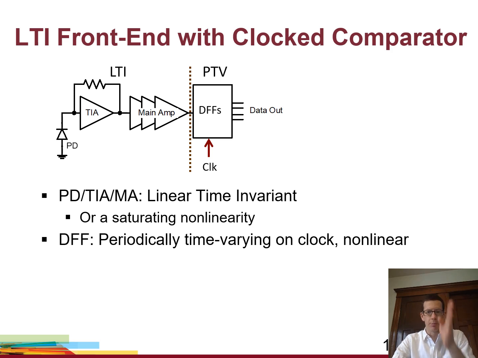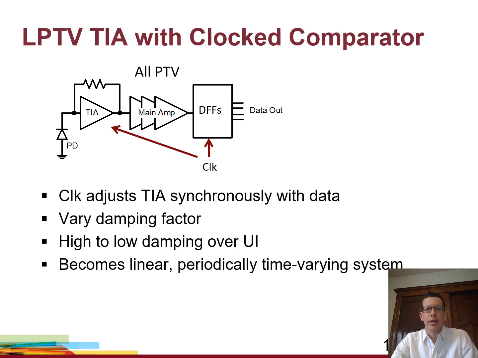So rather than have this boundary between the time invariant and the time varying parts, let's feed the clock signal back to the TIA and adjust the TIA synchronously with the data rate. In particular, as we'll see, we're going to vary its damping factor. And then more of the system is going to become a periodically time varying system. And for small signals, we can treat the front end as a linear system.